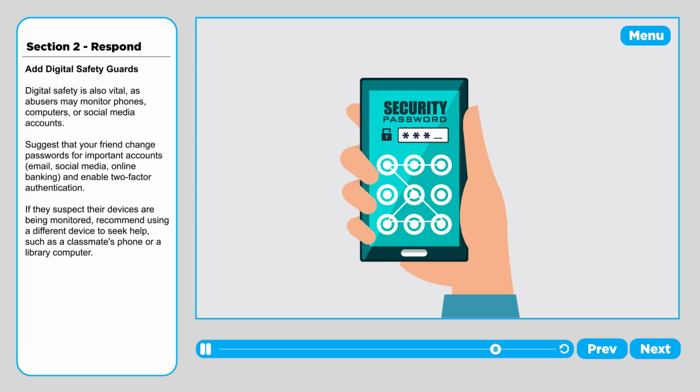Add digital safety guards. Digital safety is also vital, as abusers may monitor phones, computers, or social media accounts. Suggest that your friend change passwords for important accounts, email, social media, online banking, and enable two-factor authentication. If they suspect their devices are being monitored, recommend using a different device to seek help, such as a classmate's phone or a library computer.